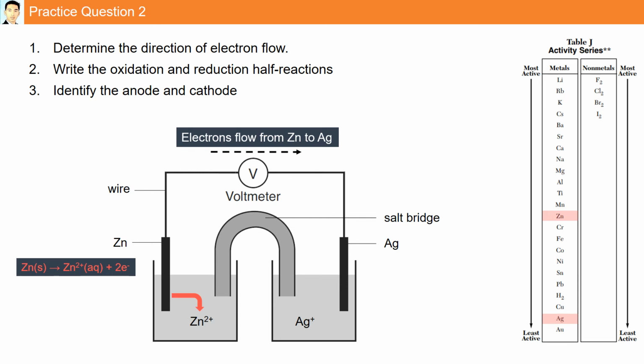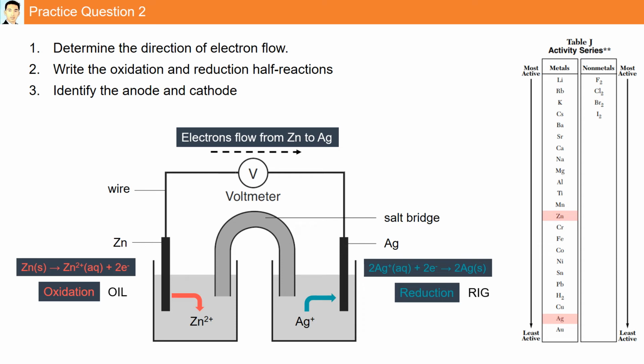On the other side, silver plus is going to gain electrons to become silver solid. Here, Ag+ aqueous is going to gain an electron to become Ag solid. If we notice, there are 2 electrons produced by the zinc and only 1 electron accepted by the silver. In a redox reaction, the number of electrons lost equals the number of electrons gained. Therefore, we need to accept 2 electrons. To accept 2 electrons, we would need 2 silver ions. 2 silver ions will gain 2 electrons to become 2 solid silver atoms. From OIL RIG, oxidation is loss of electrons, so the oxidation is taking place at the zinc side. RIG, reduction is taking place at the silver side.